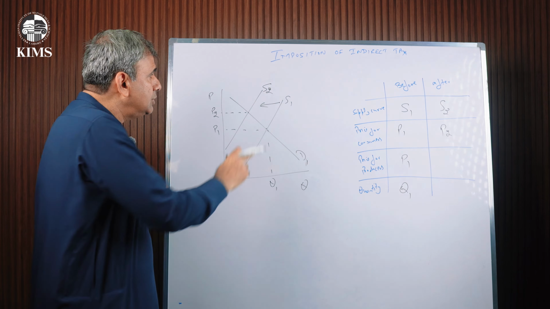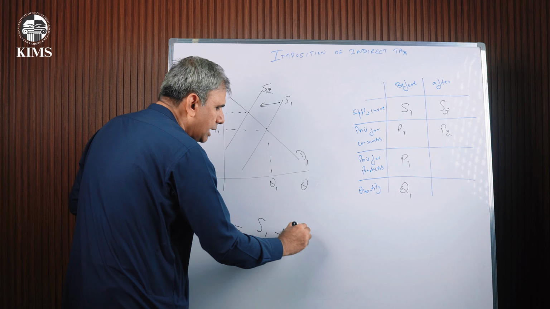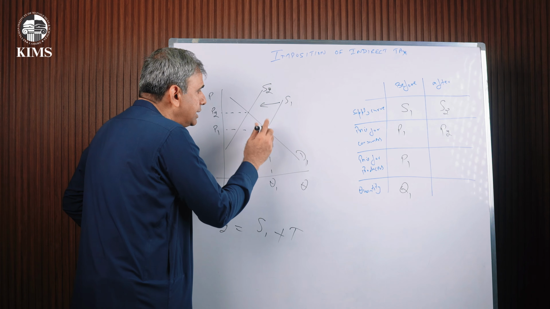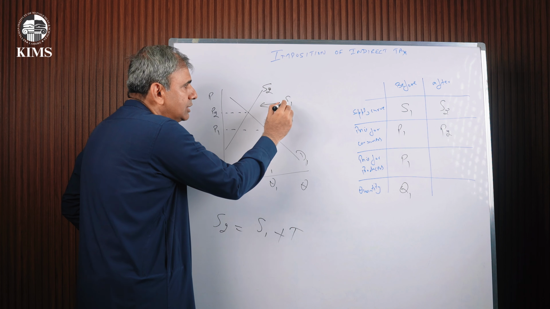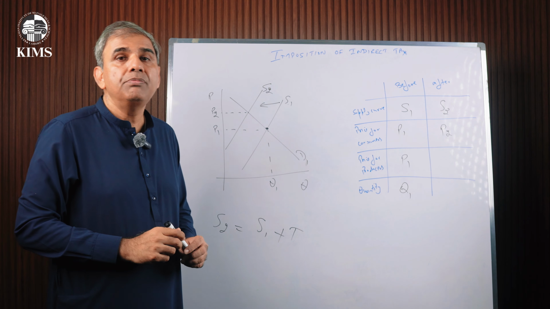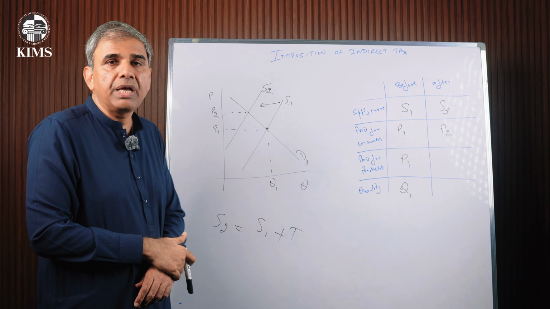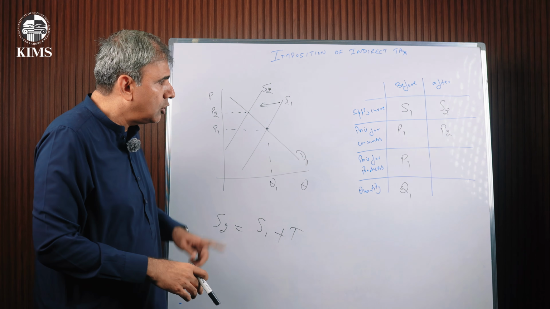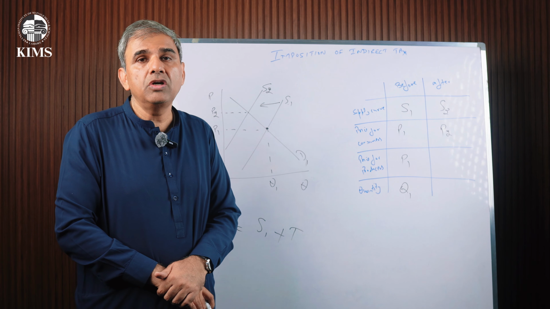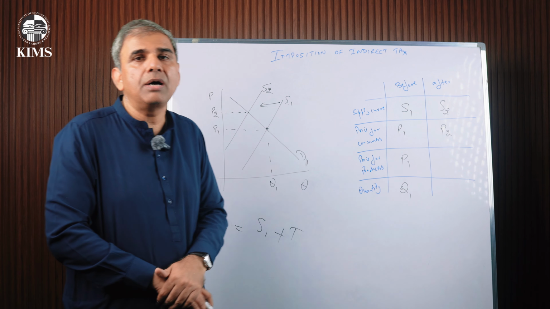Now this supply curve S2 is equal to S1 plus the amount of tax. T is the amount of tax. So when you add the tax to the supply curve S1, you get S2. The vertical distance between these two supply curves is the amount of tax. Now the price paid by the consumer is P2, but it is not the price received by the producer. The producer will receive this price minus the amount of tax.